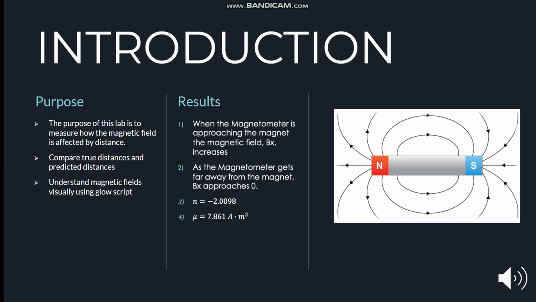When the magnetometer is approaching the magnet, the magnetic field Bx increases. As the magnetometer gets far away from the magnet, Bx approaches 0, and we got n equals negative 2.0098, and mu equals 7.861 amps times meter squared.